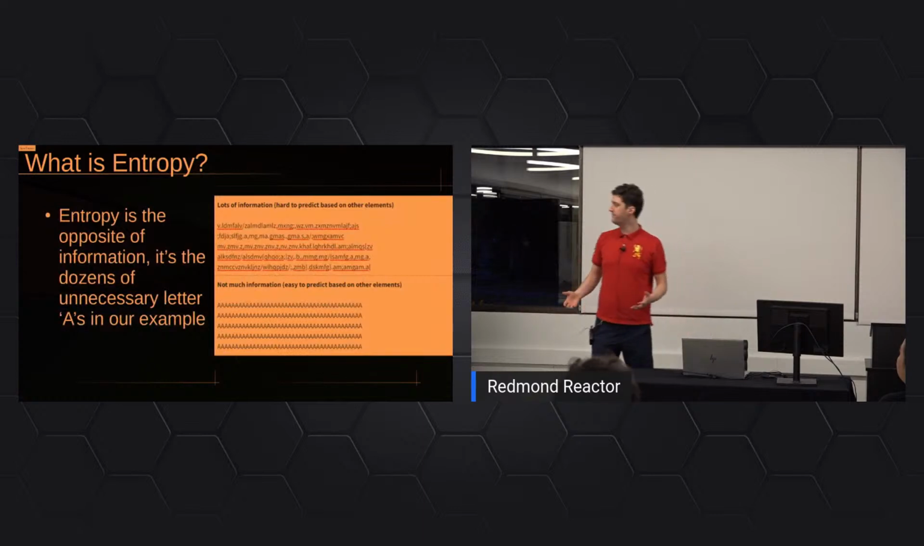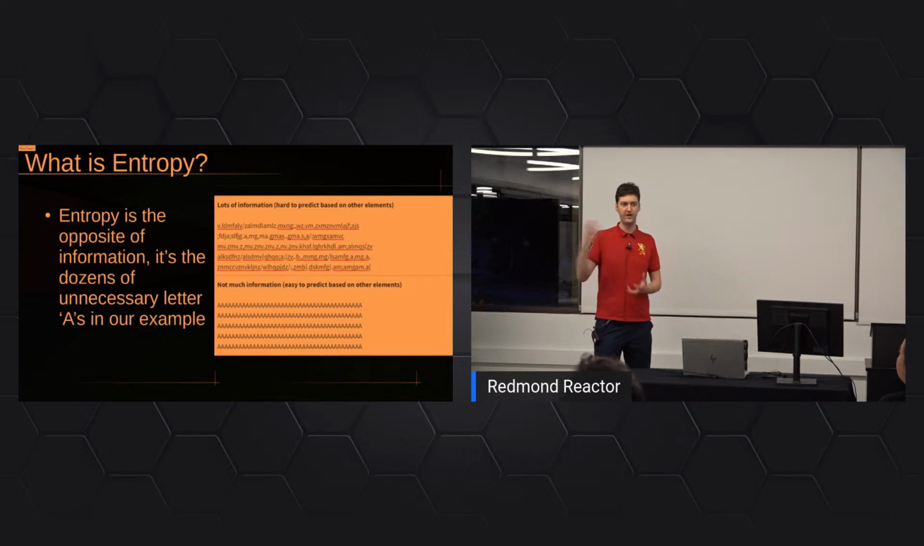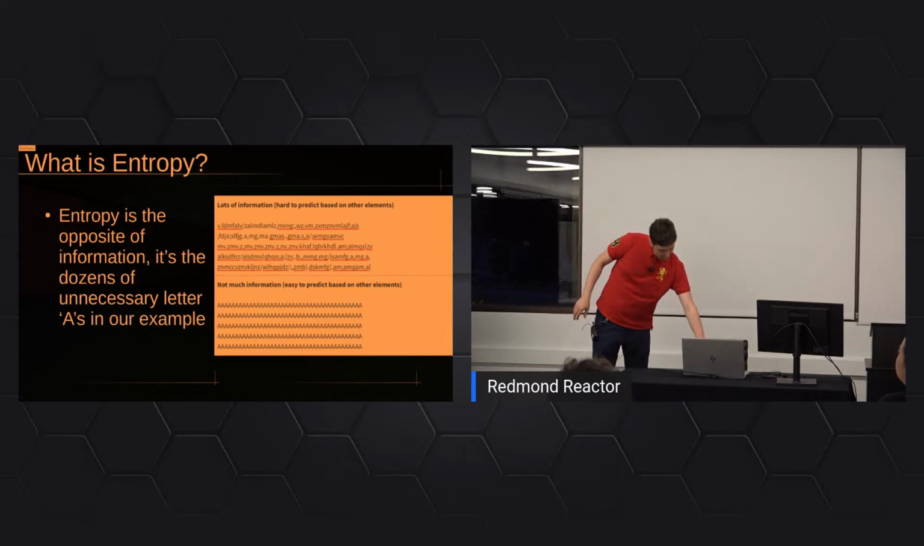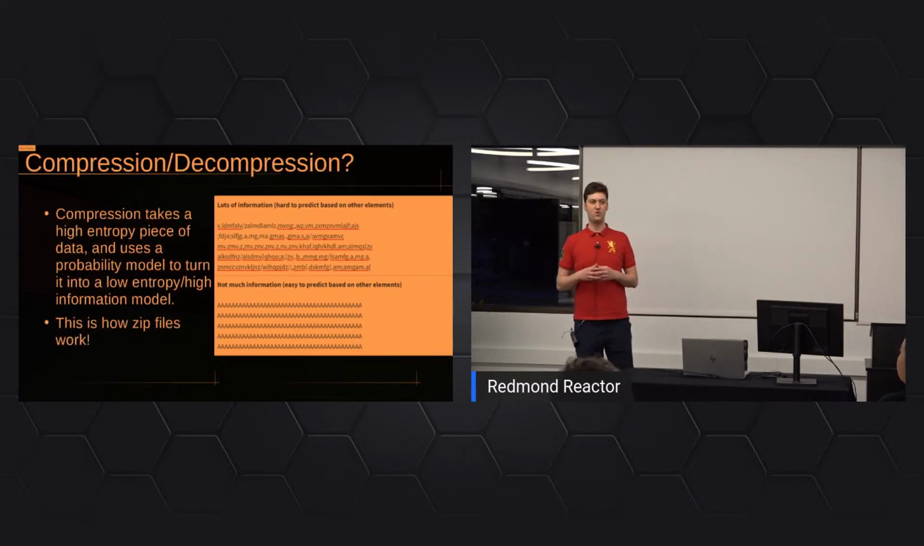Entropy, as I briefly touched on previously, is the opposite of information. It's noise or heat or non-predictive elements that we aren't focusing on. Compression and decompression are how we remove or return entropy to an item.